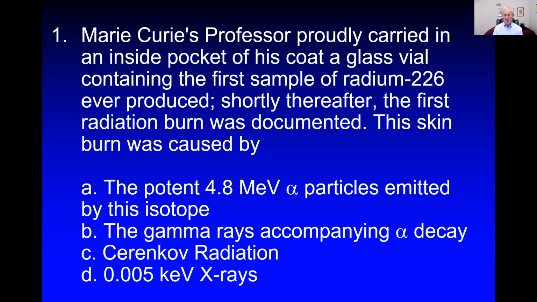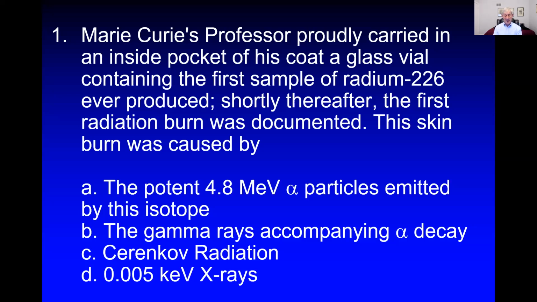Okay, so let me pose another question to you. What are the chances that an alpha particle could escape that glass vial? And the chance is extremely low. It's actually zero. An alpha particle can't go through 1 sheet of paper. How could it get through a 2 millimeter glass vial?